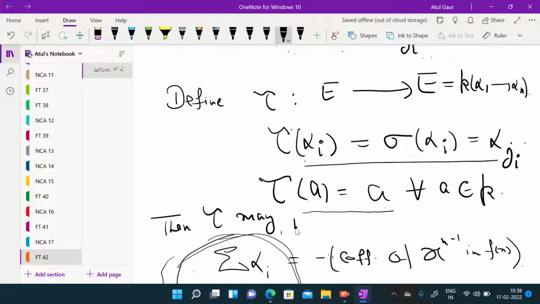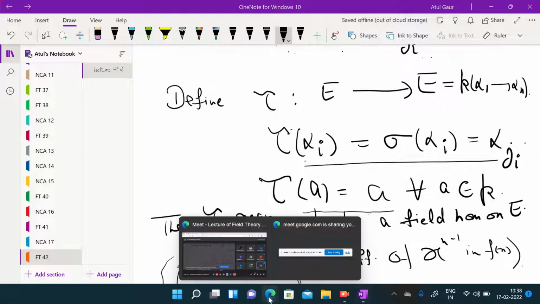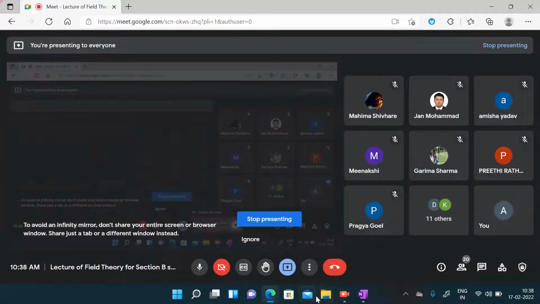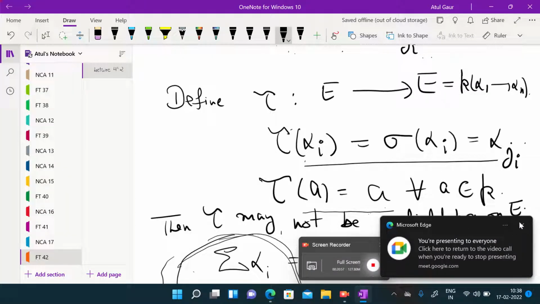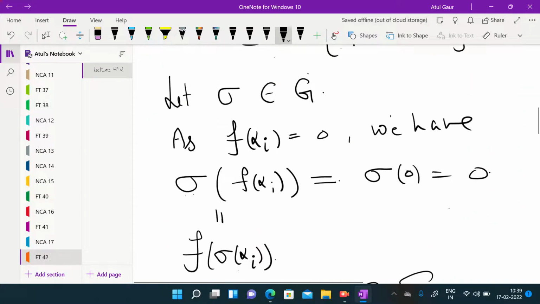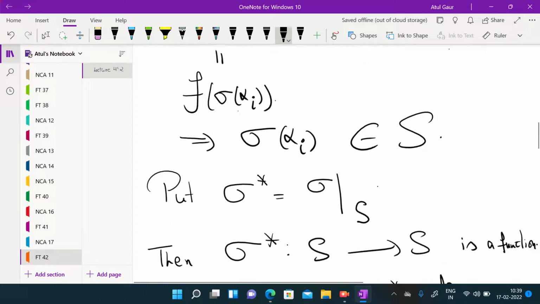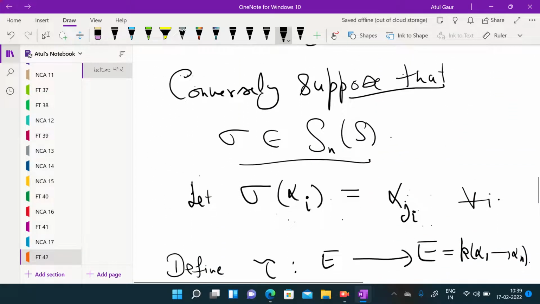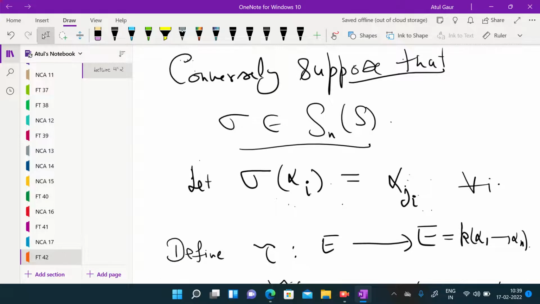So tau may not be a field homomorphism on E. Is that fine? Yes, sir. Okay. So that means ये map consider करें from the Galois group to permutation group, because for every K-automorphism you are getting a permutation, right?